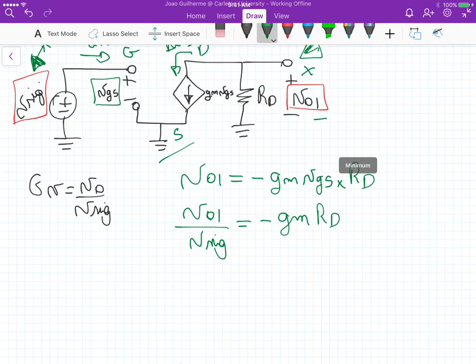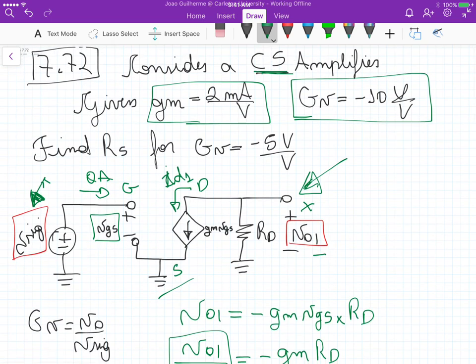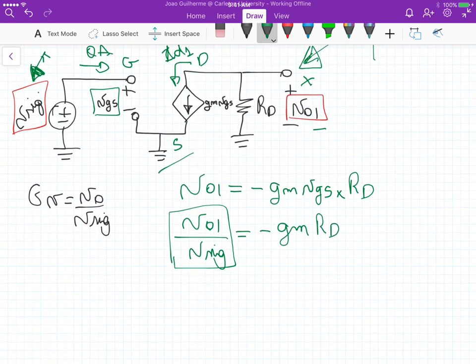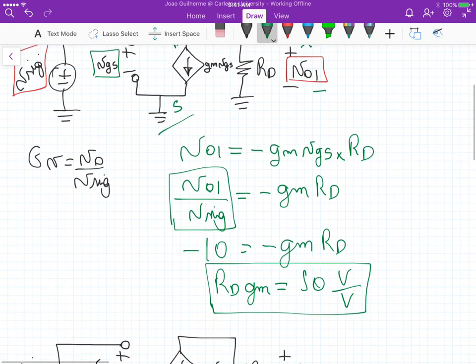And this is important because we know this relationship here. That's the first overall voltage gain that we have, that minus 10 volt per volt. So this minus 10 is equal to minus gm RD. And this RD gm is actually 10 volts per volt.